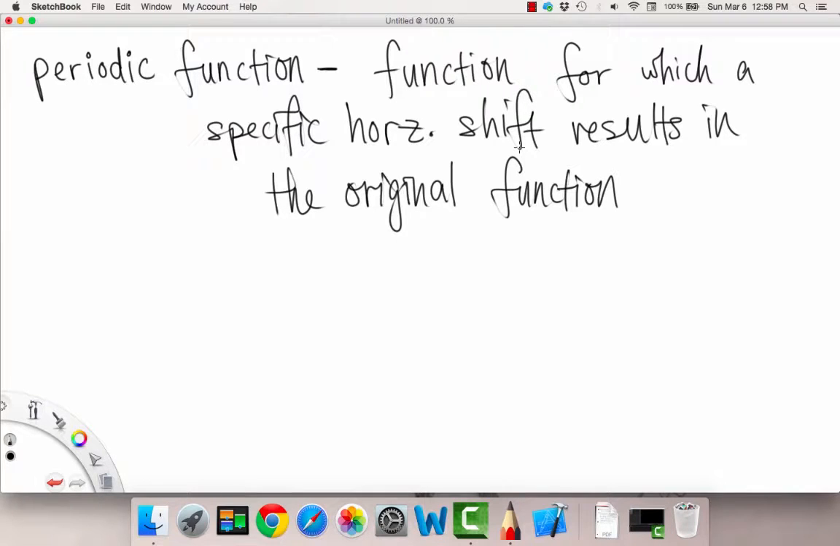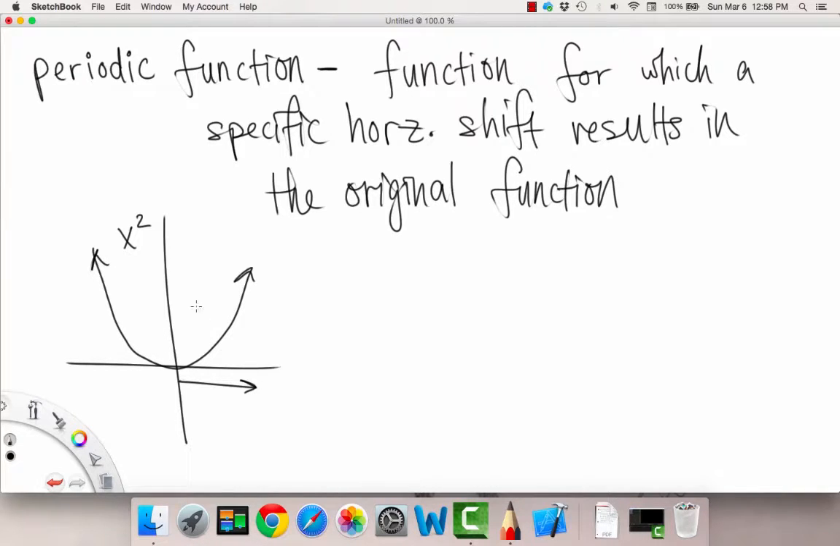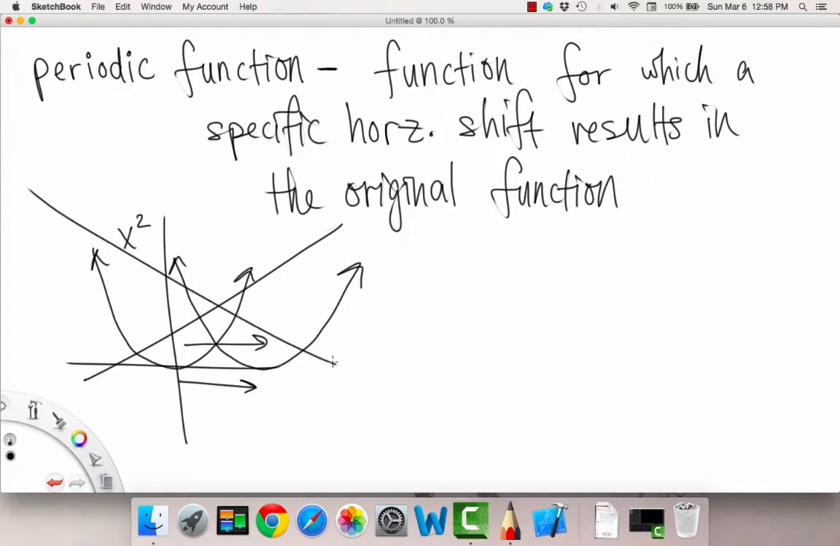Well, pictorially, let's say we have our x squared graph, our normal parabola. If we shift it this many units to the right, it doesn't look like the original function. It looks similar, but not exactly like it. We can obviously tell that it was shifted over by that much. So this x squared graph is not a periodic function.